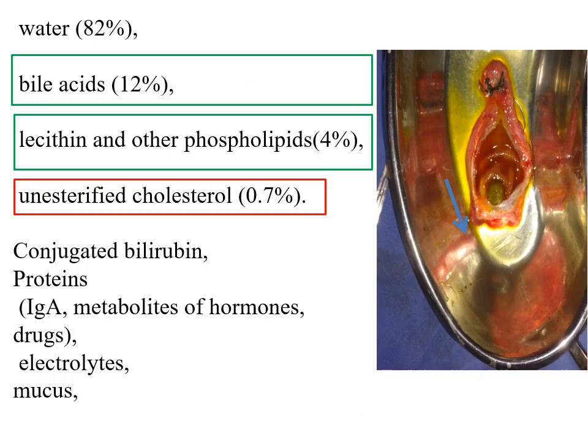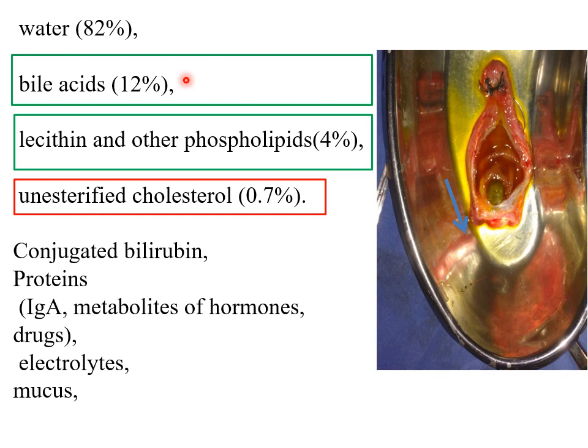Now, you know bile is 82% water. We are talking about the composition of the bile. It is water, bile acids, lecithin, and unesterified cholesterol. Now you see the composition of cholesterol is only 0.7%. But you need this much help to keep it in the dispersed or soluble form, and especially the contribution from bile acids.